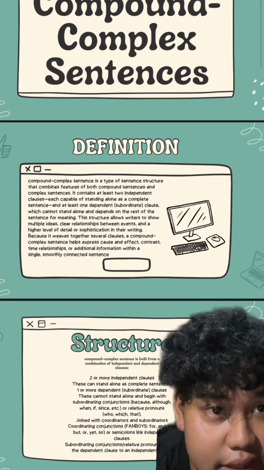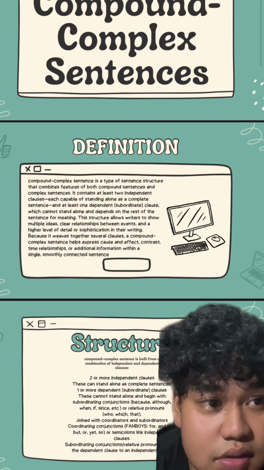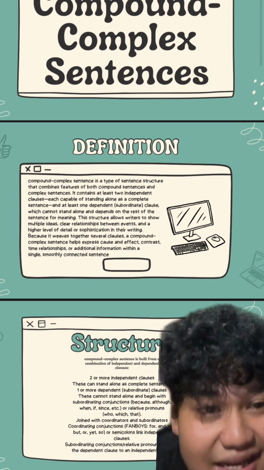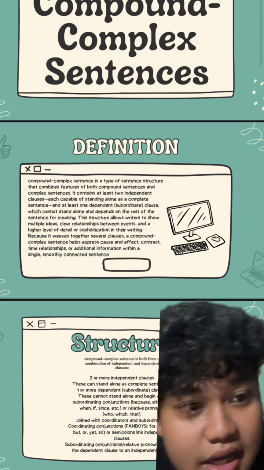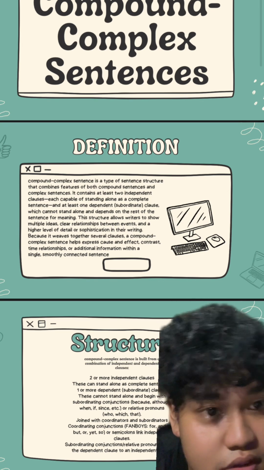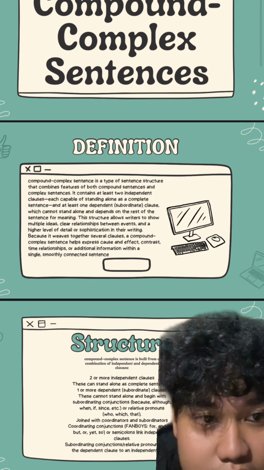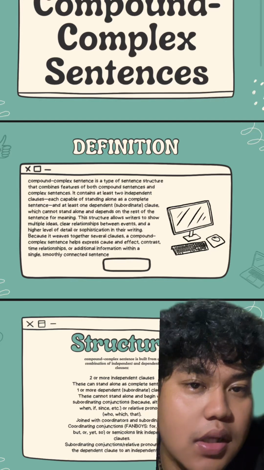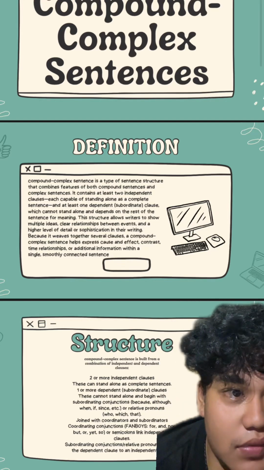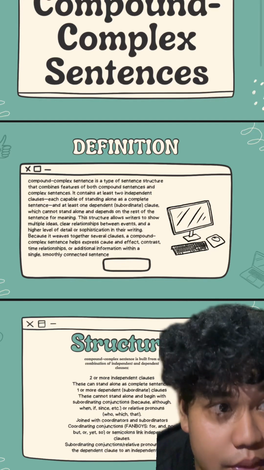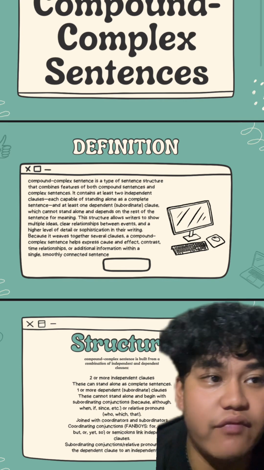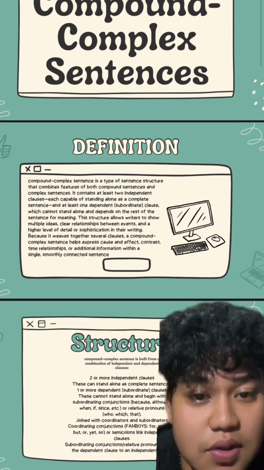in their writing. Because it weaves together several clauses, a compound complex sentence helps express cause and effect, contrast, time relationships, or additional information within a single smoothly connected sentence. Next, structure. A compound complex sentence is formed from a combination of independent and dependent clauses.